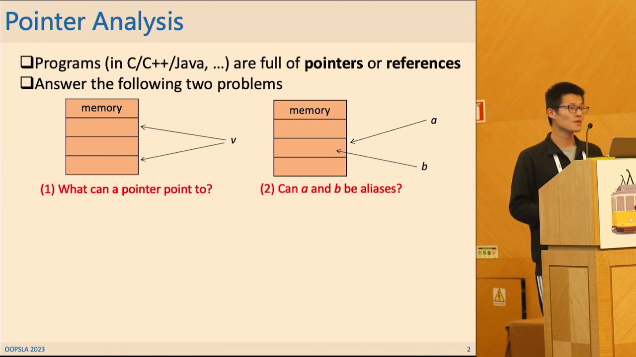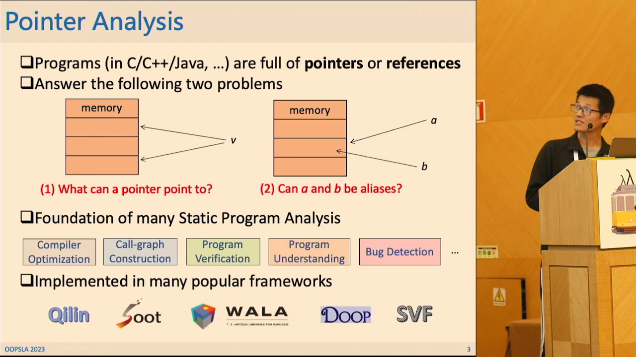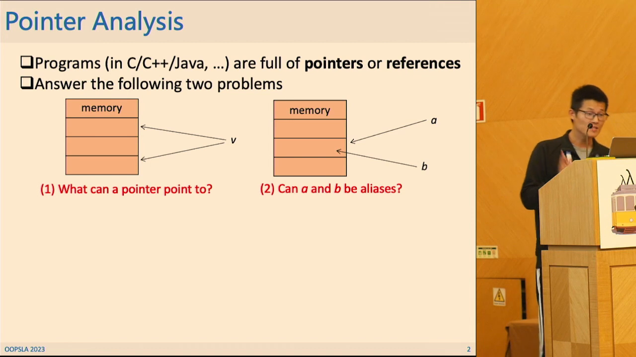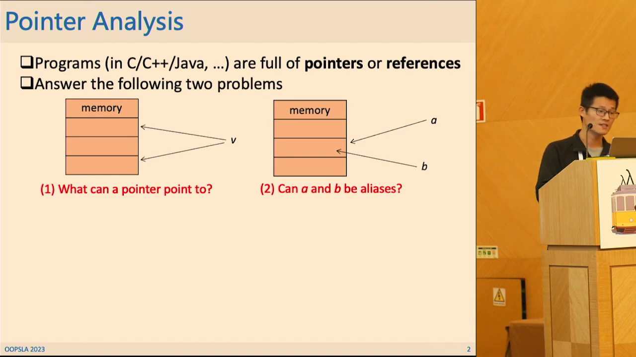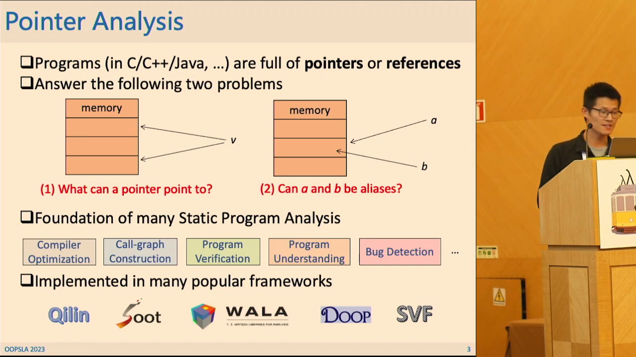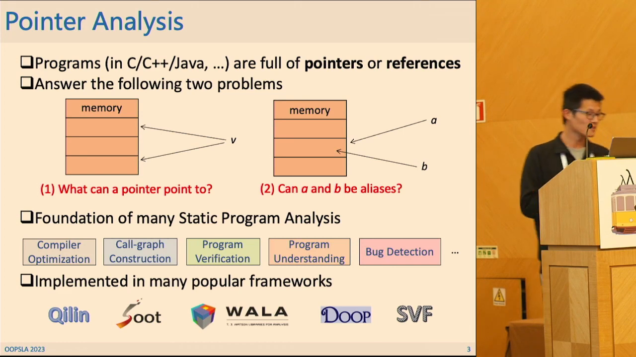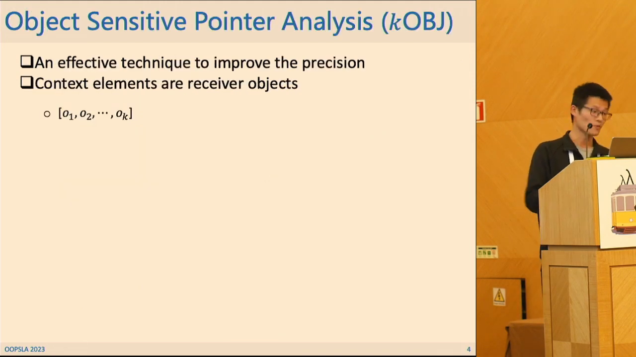We know programs written in C, C++, and Java are usually full of pointers and references. And pointer analysis answers the following two problems. One, what memory locations can a pointer point to? And two, whether two pointers could be aliases. Pointer analysis is the foundation of many static program analyses, like compiler optimization, code construction, and so on. It has many implementations in many popular frameworks.